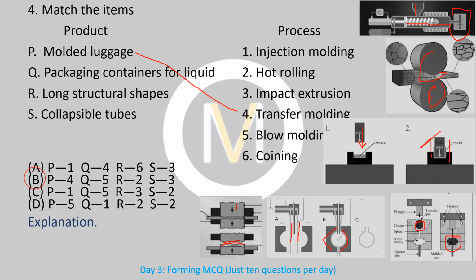Next is the package material for liquid. So this is the fifth one. The toothpaste tubes are prepared by this method, because we need a hollow structure in between.